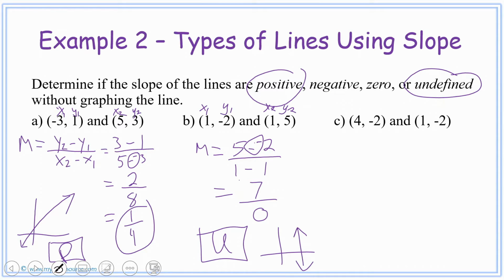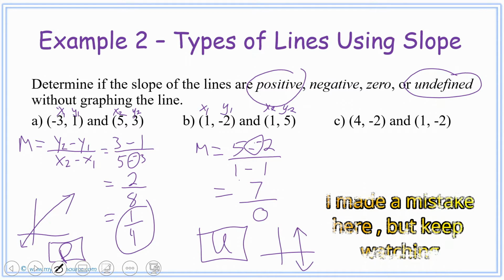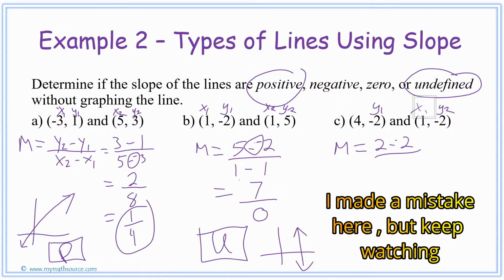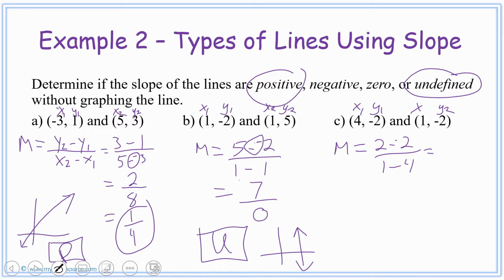And this actually is pretty similar to what we did in functions when we were looking at the vertical line test. Let's look at part C. We have two other scenarios left, and let's see what it yields, negative or 0. So we have m is equal to, remember these are y1 and y2, so we have 2 subtract negative 2 over our x2, this should be 2, over x1. So 1 subtract 4. Okay, on the top we have 2 plus 2, and 2 plus 2 is going to give us 4. And 1 subtract 4 is going to give us negative 3, and that's going to give us a negative slope. And remember, a negative slope, if you were to graph that, would go downwards.